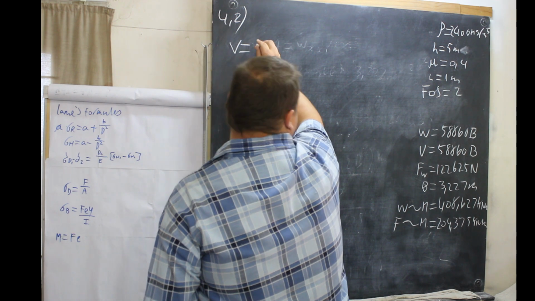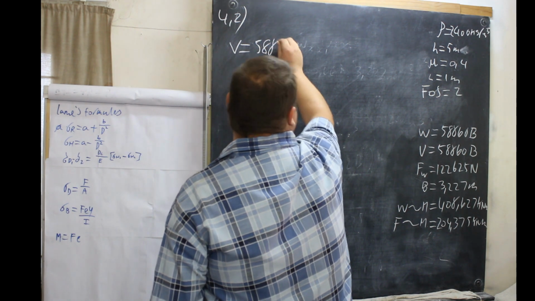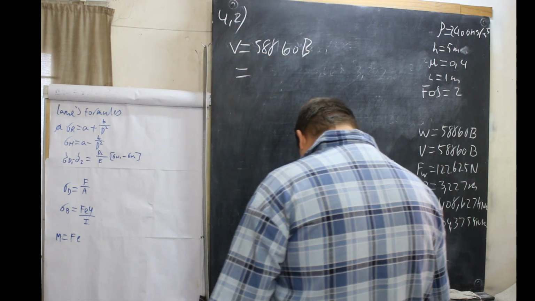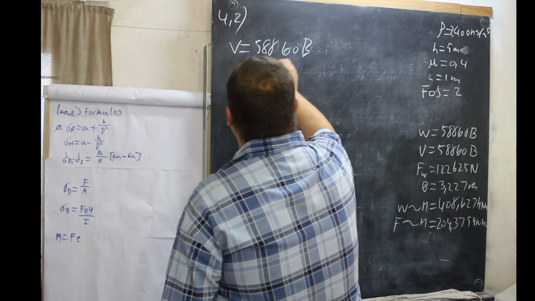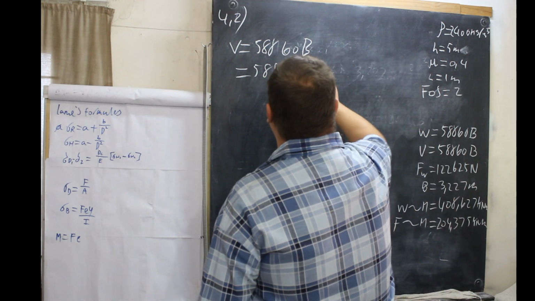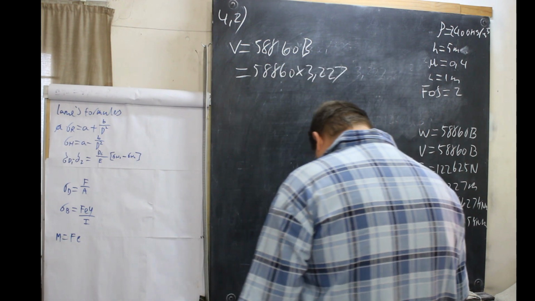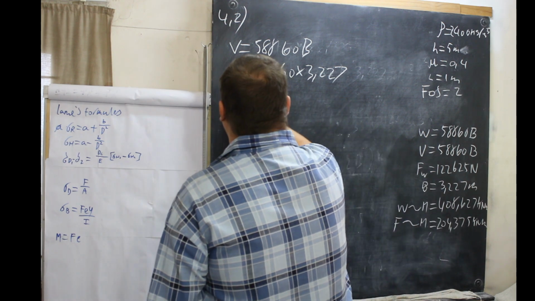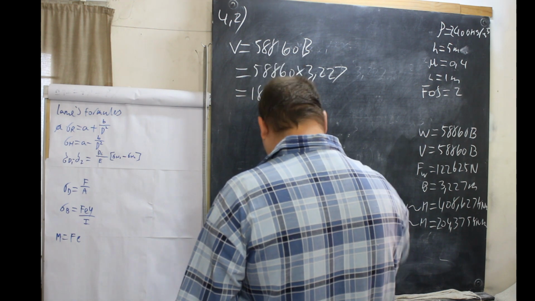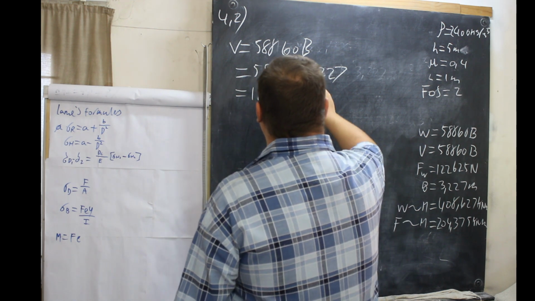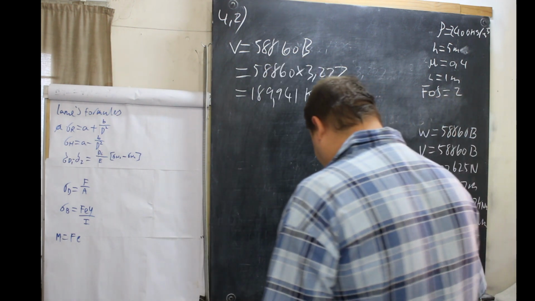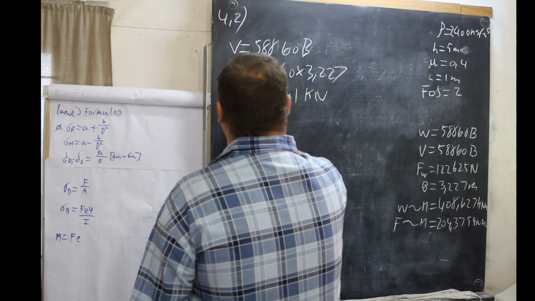So V is equal to 58860B, which equals 58860 times B, which is 3,227, equals 189941 kilonewton. Now, what is left is now we need to work out factor of safety.